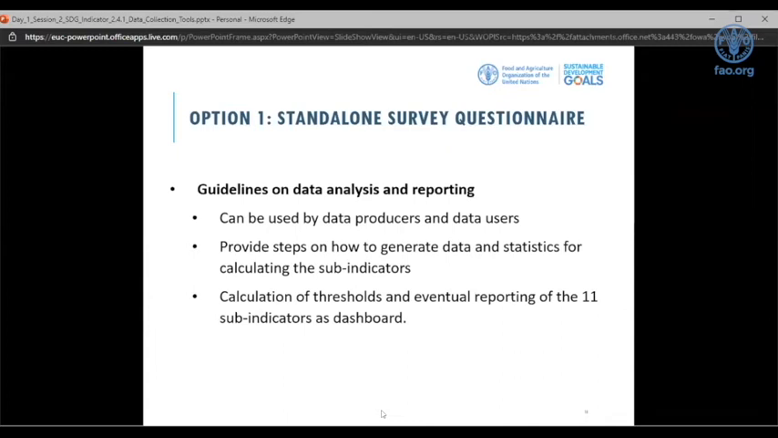The guidelines on data analysis and reporting are designed for use by the data producers and data users alike. These are meant for government data and statistical authorities like BBS, the private sector as well, civil society, researchers, and other organizations who will generate and use data and statistics for calculating sub-indicators of SDG 2.4.1. The steps on calculation of thresholds and final reporting of the 11 sub-indicators as a dashboard have also been captured in this document.